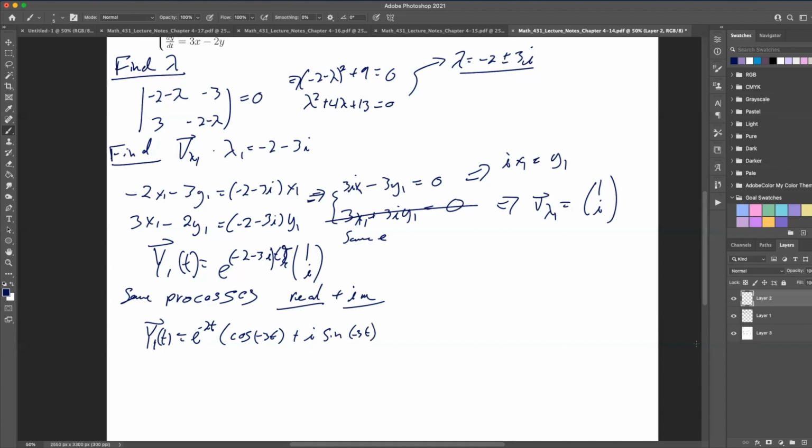3t, multiply all that by 1 and i. We'll go ahead and do that multiplication.